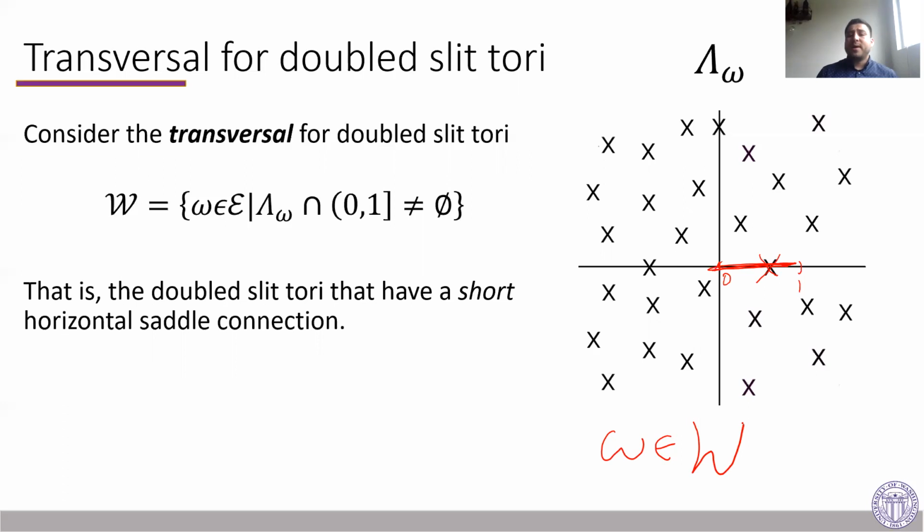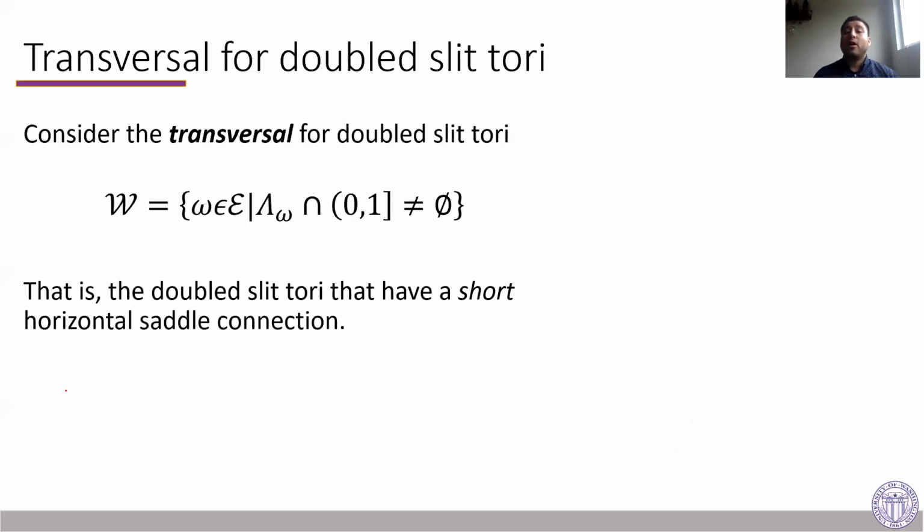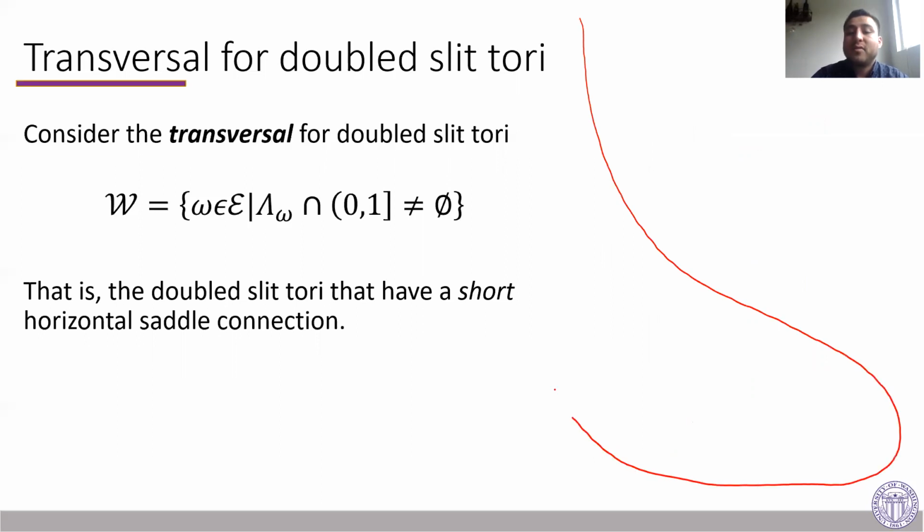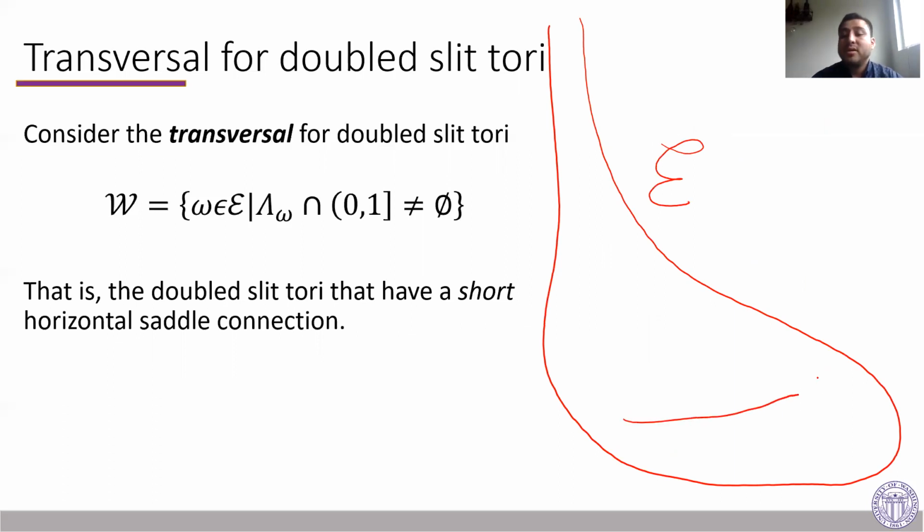So now what do I mean by the phrase transversal? I mean the following. Kind of generically, schematically, we can draw the space of all double slit tori like this. And by transversal, I mean that it's some lower dimensional subset W with the following property. If I start off with an element inside of W, say omega, as soon as I apply the horocycle flow, I leave.